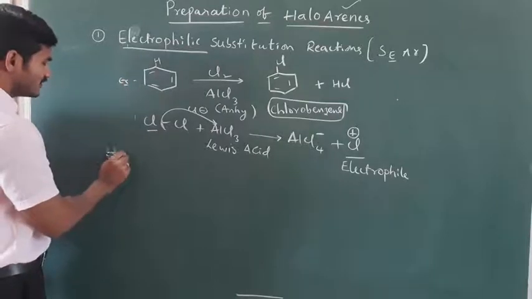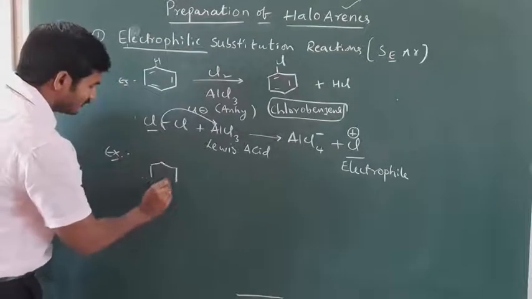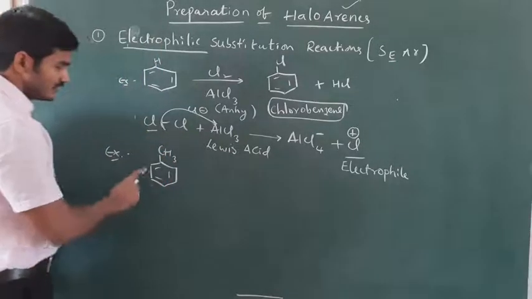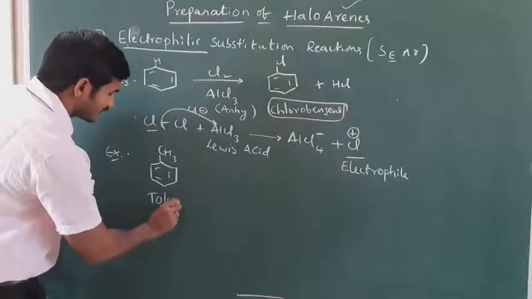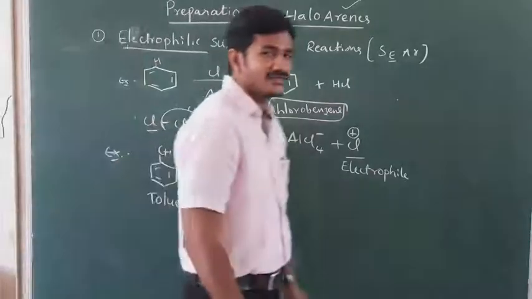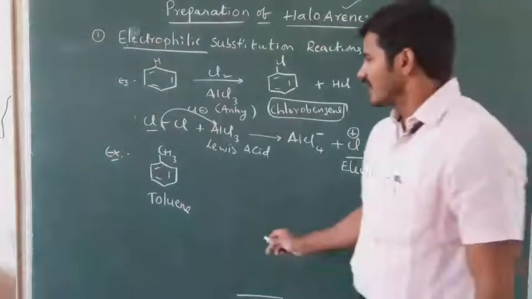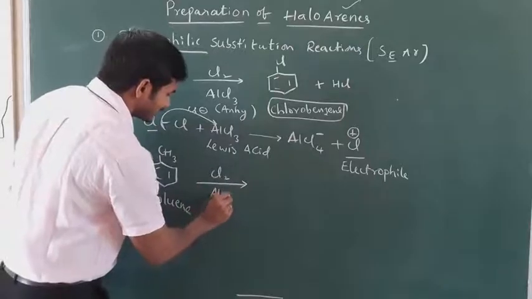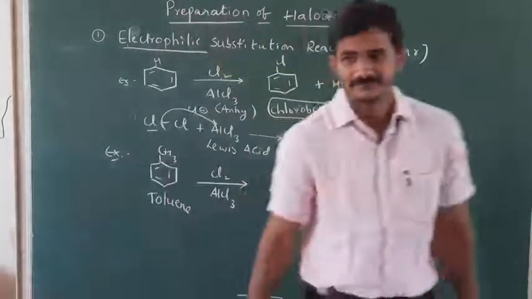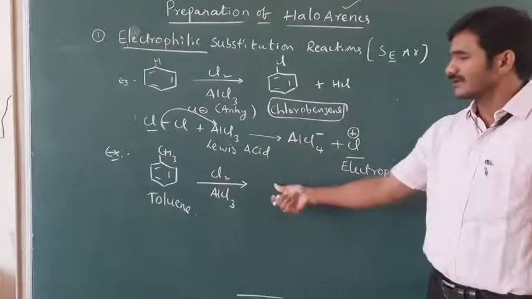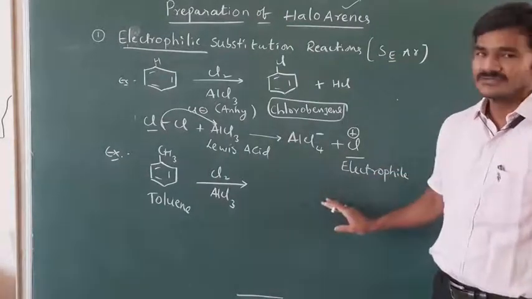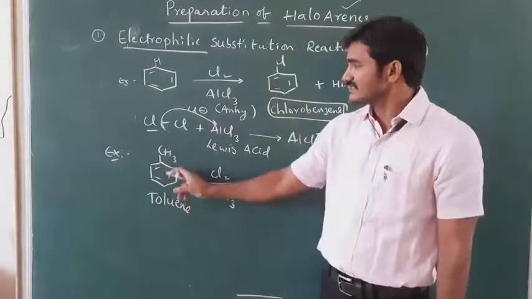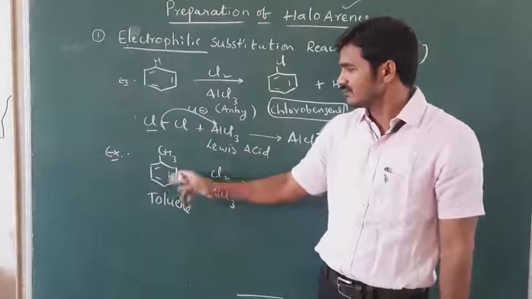I was taking only benzene here. If I take another molecule, methyl substituted benzene, called toluene. If toluene reacts with chlorine in the presence of anhydrous AlCl3, what will be the products here? The product will depend on the nature of this methyl group. This is not like simple benzene, but here one group is substituted, that is methyl.